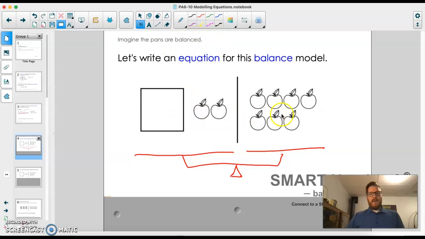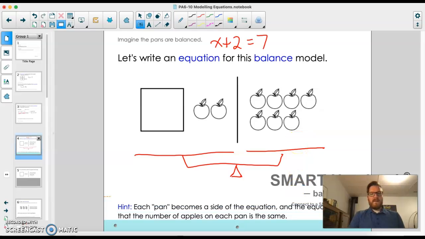Now, the equation that we're modeling here is we have one box that's unknown, so we're just going to call that x. We have 2 apples, so we would say that that's x plus 2, and you guys have practiced this already. And then over on this side, there are 7 apples. And so, again, the left side equals the right side. And so whatever number this is, now, guys, we know it's 5. We want to try to show on the balance, on the pan, that it's equal. Okay, and so we have a question here.